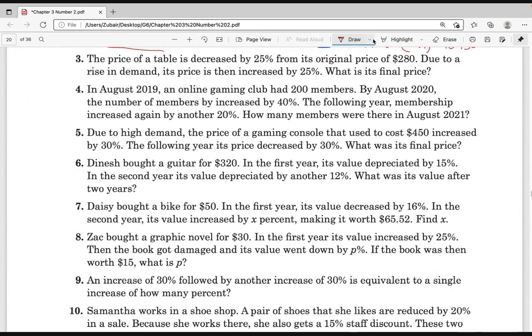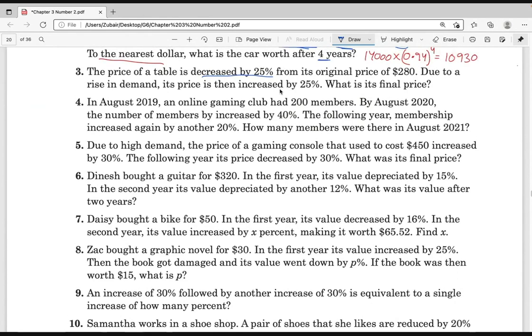Question number 3. The price of a table is decreased by 25%. So the remaining price is 75% from its original price 280. Due to a rise in demand, the price is then increased by 25%. So initially it was 280. When it decreased by 25%, that means a remaining 75%. Now this is the remaining value. Due to rise in demand, its price is then increased by 25% again. May I multiply it with 1.25?